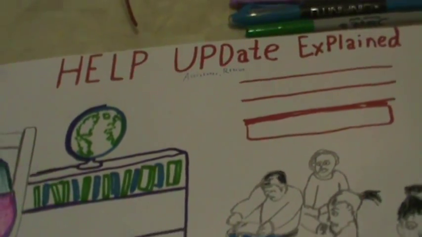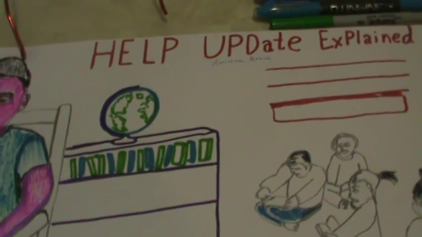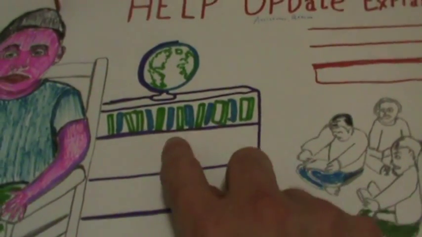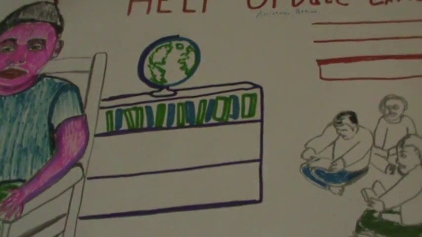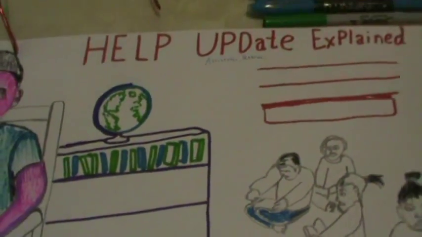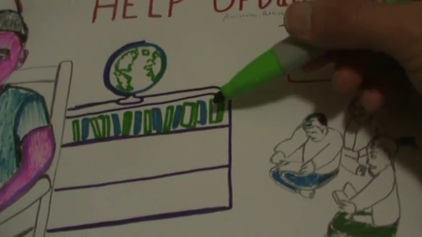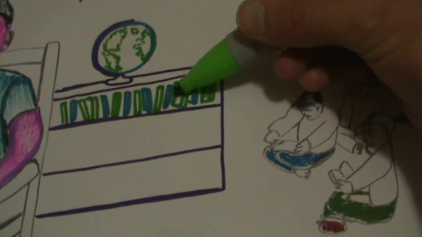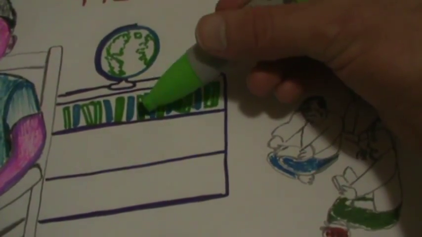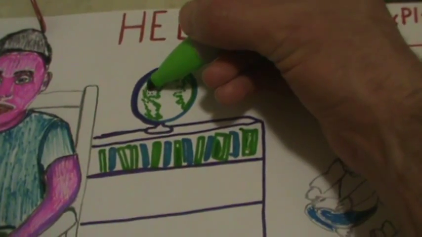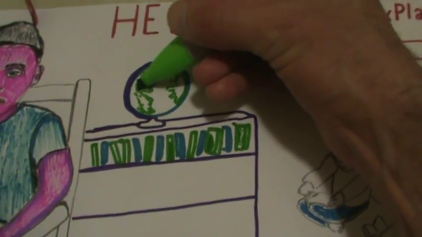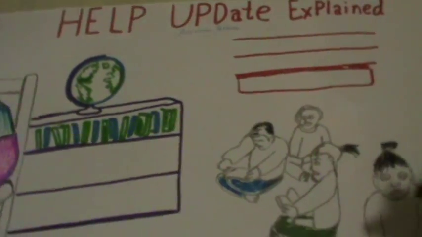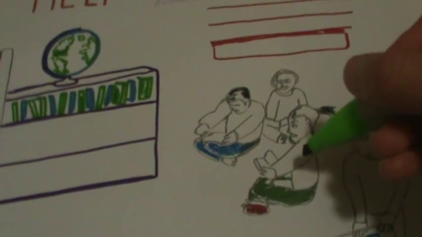For help updated explained, I drew some pictures here. You have a bookshelf, which I drew with the green marker to show the books, and then a globe. Whenever I was drawing this, I went ahead and drew a globe, then a bookshelf, and then some examples of students.